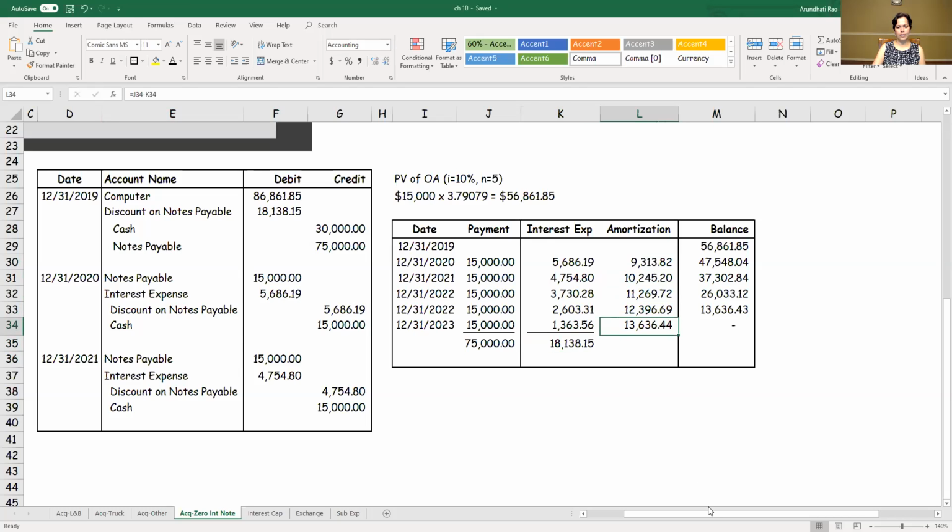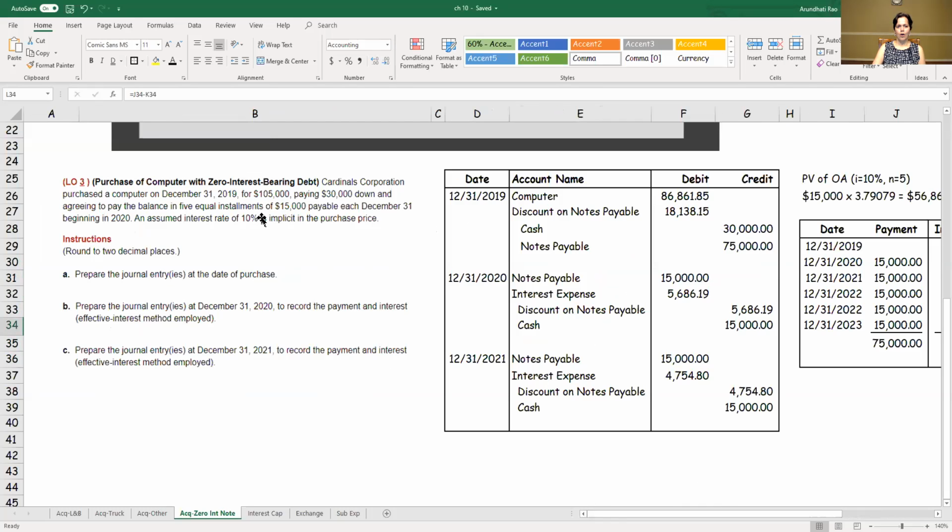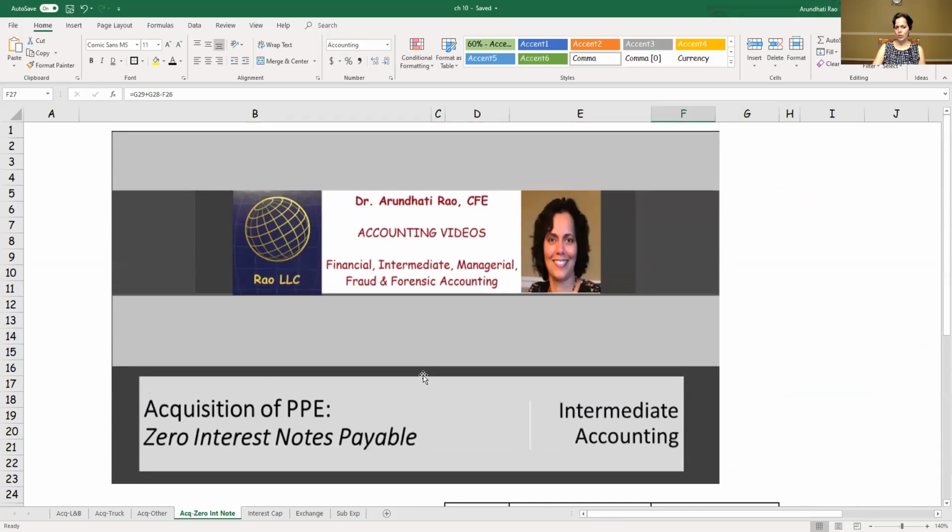So once again, in this example that we've looked at, we have an asset that's acquired. It tells us it's 0 interest bearing, which means I don't pay interest separately, but in that $15,000 there is implicit interest. And the implicit interest over a 5-year period is $18,138.15.